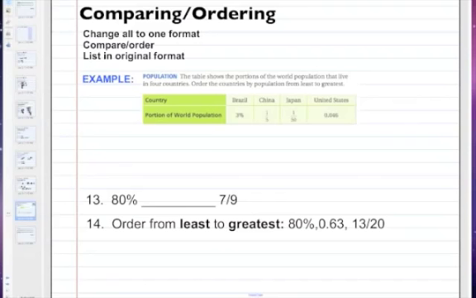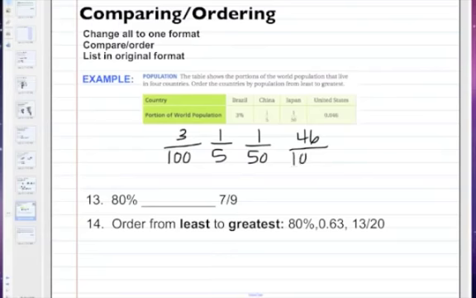First thing I would need to do is change them all to one format. And since 2 of them are already in fraction form, it would be easiest to change the other 2 to fraction form. So 3% going from a percent to a fraction means I just write the percent as the numerator and it's out of 100. So 3 hundredths, China's already at 1/5, Japan's at 1/50th. And the United States is a decimal, and to change a decimal to a fraction, you write the digits as the numerator and the last place value as the denominator, and it's thousands. Now I can go ahead and start comparing.